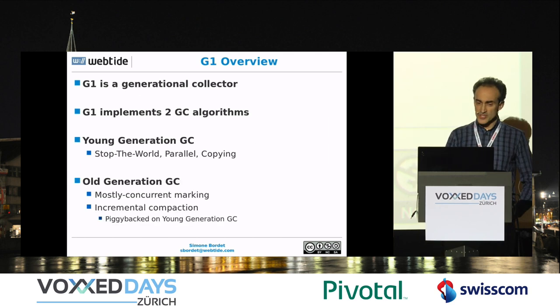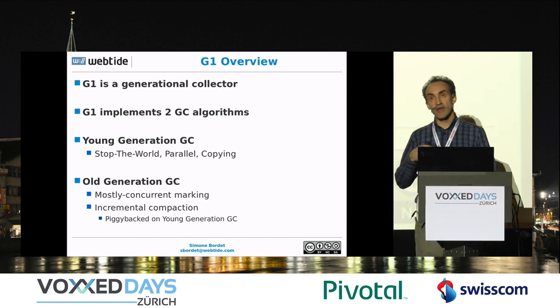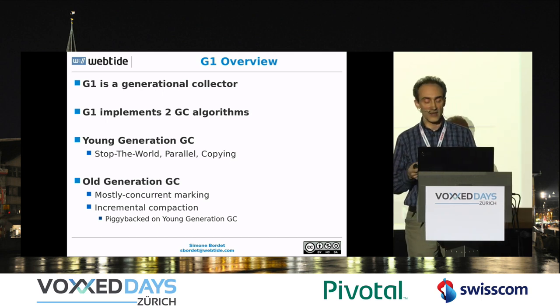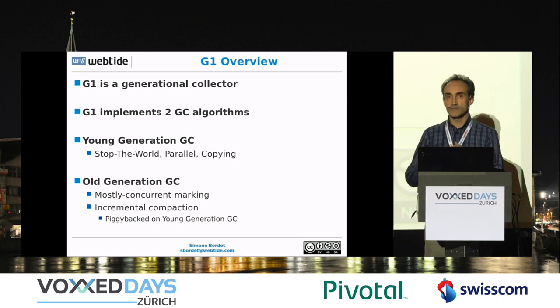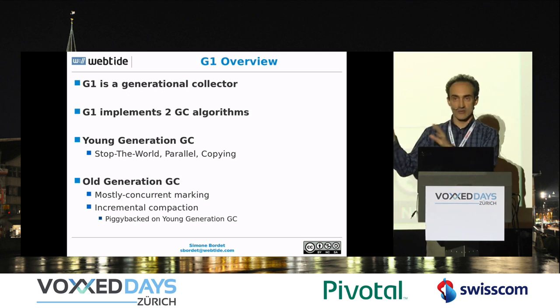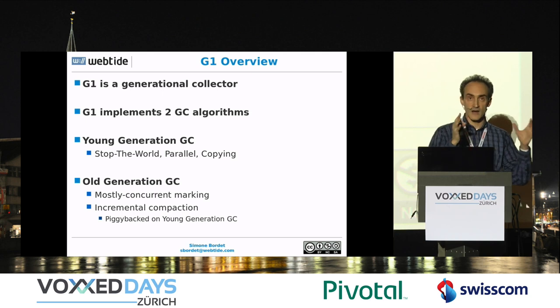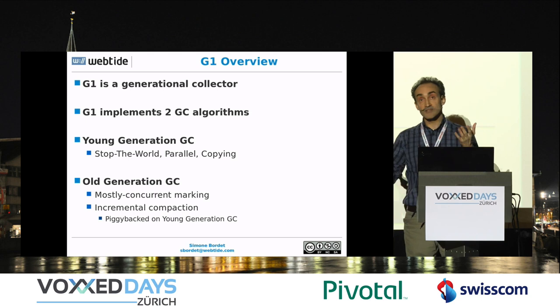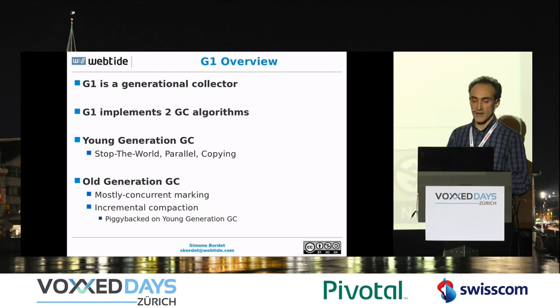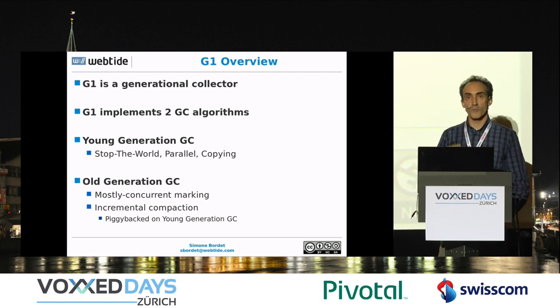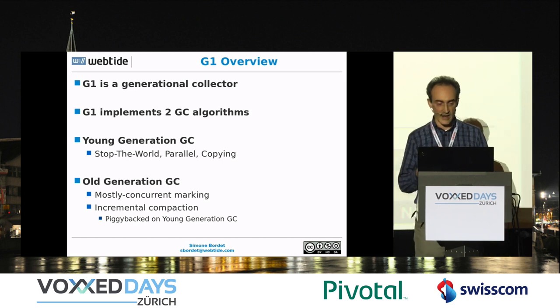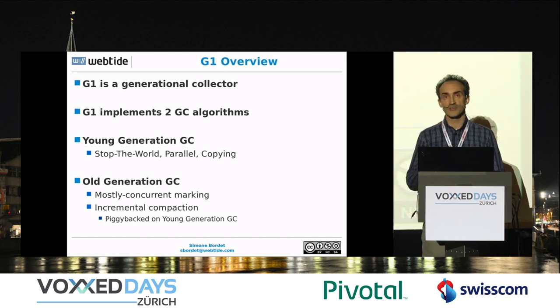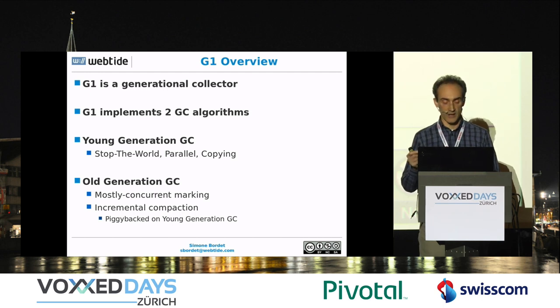G1 is also a generational collector, like all the other collectors in the JDK. This means that it basically divides the heap into two major zones: the young generation and the old generation. It has two different algorithms, one for each generation. For the young generation, like all the other collectors in HotSpot, it's a stop-the-world parallel copying algorithm, very classic. The old generation is what is very different in G1.